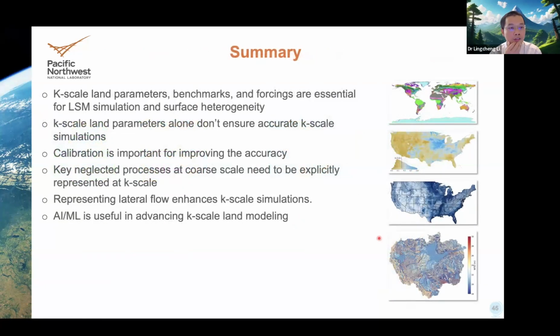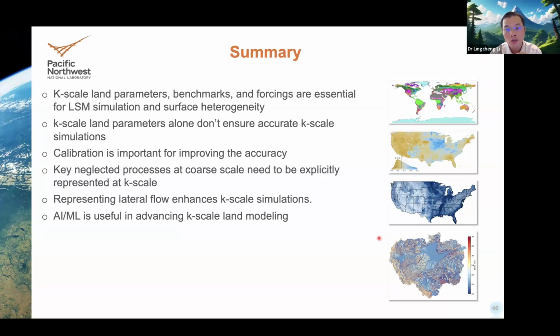So in summary, from my talk, I talked about the following several aspects. At first, the kilometer-scale land-surface parameters, benchmarks, and forcings are essential for land-surface simulations and also to capture the K-scale heterogeneities. And the K-scale parameter alone, as you can see from our studies, doesn't ensure accurate K-scale simulations.